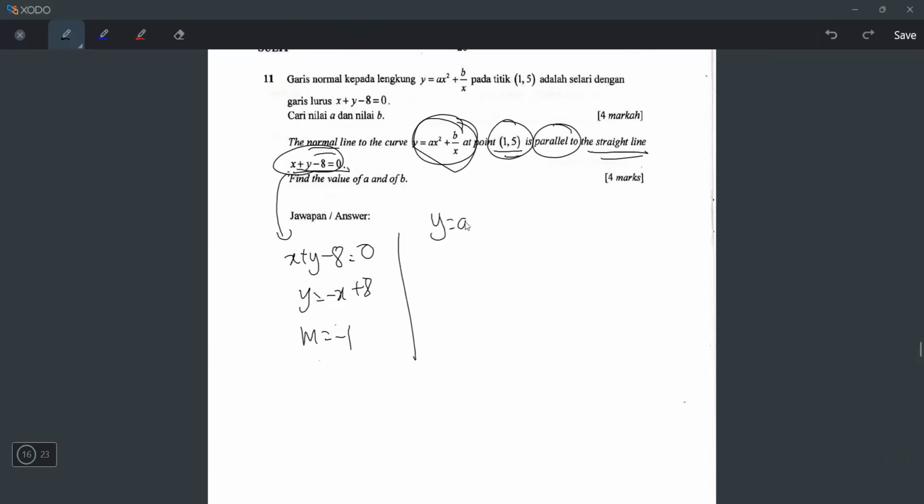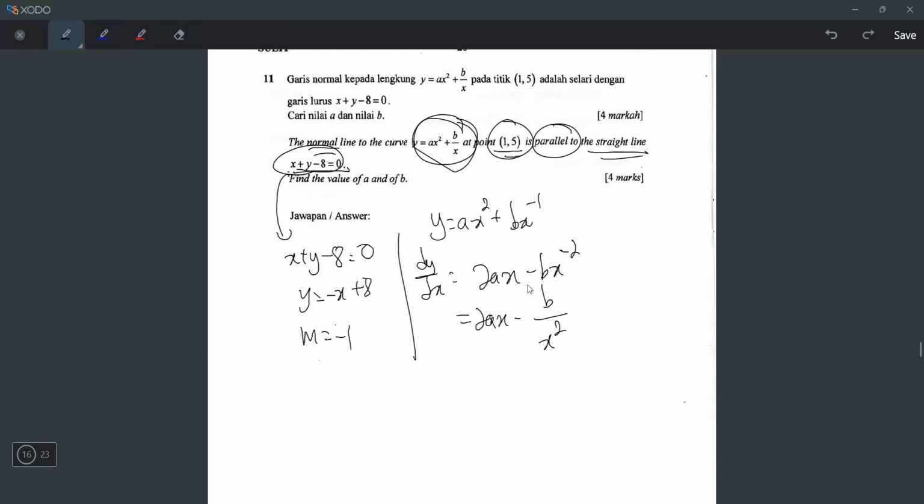So how to find gradient of normal? First, you need to have gradient of tangent first. You need to have gradient of tangent before finding gradient of normal. But how to find gradient of tangent? You do the dy dx, get the gradient function, and then substitute the value of x in. So before doing differentiation, I have to make sure there is no x at the bottom. So bring bx up to the top. Now only I do dy dx, I will get 2ax, -1 times b is negative bx, power minus 1 is -2, which is 2ax minus b over x squared.